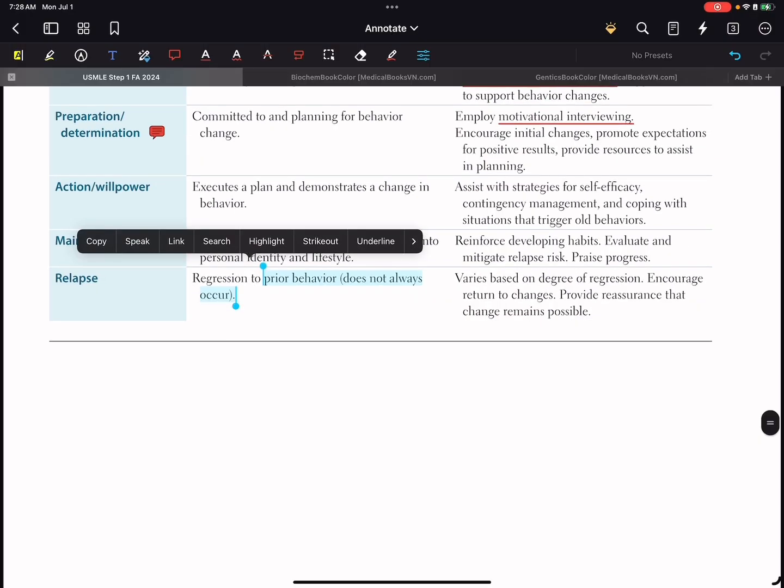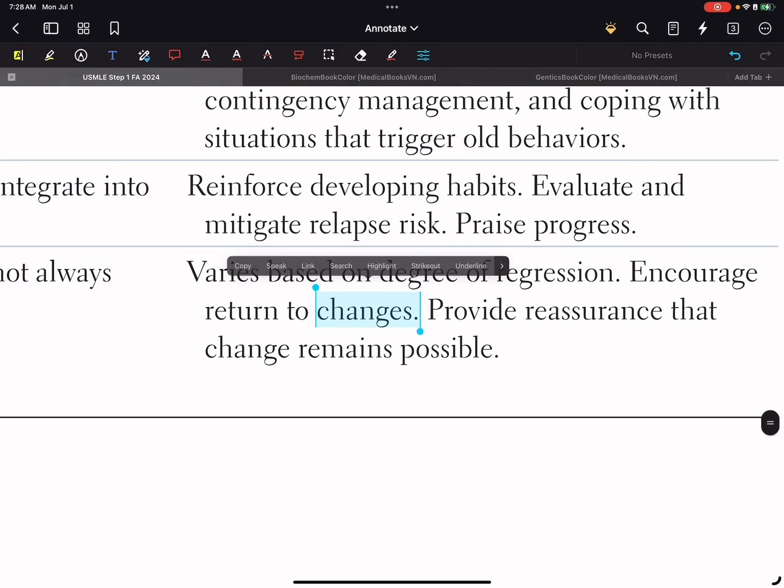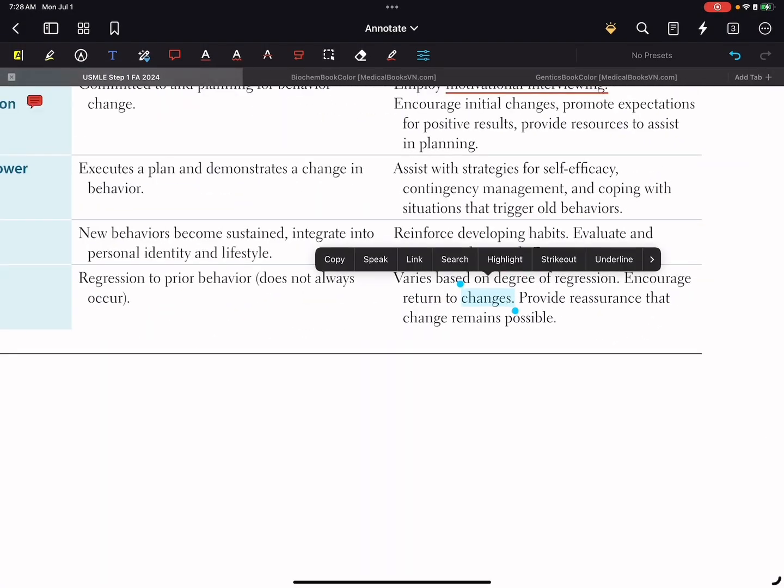It varies based on degree of regression. Encourage return to change. This is easy. Just provide reassurance that change remains possible. Okay. Let's start disease stuff.